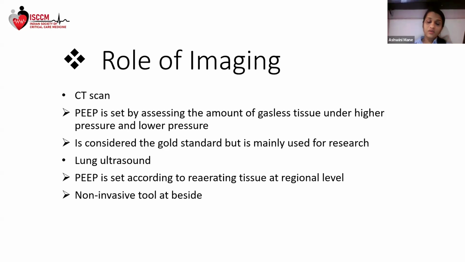So my take on optimizing the PEEP is, while setting the PEEP, we should always assess the individual response, and we should carefully assess the patient's hemodynamics, oxygenation level, as well as keep an eye on the lung mechanics. And by balancing all these things, we can set the optimum PEEP for the patient.